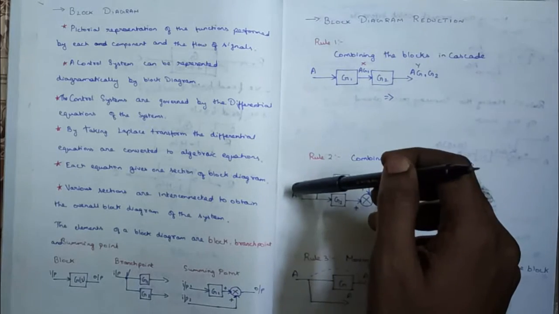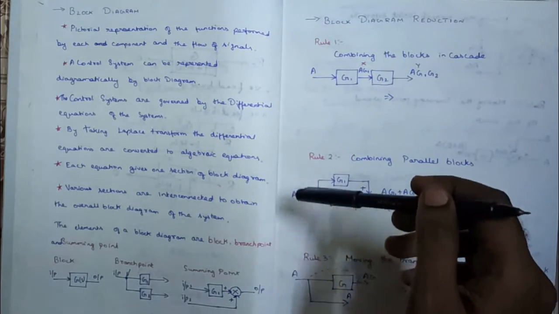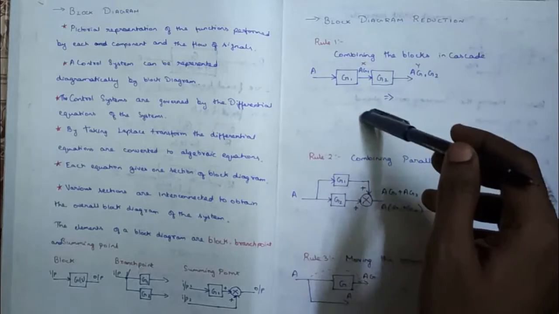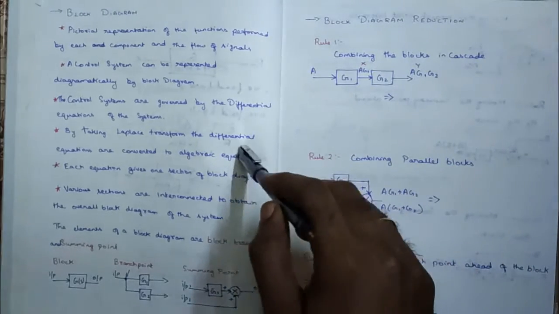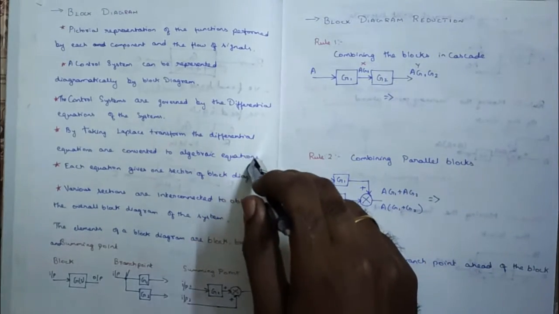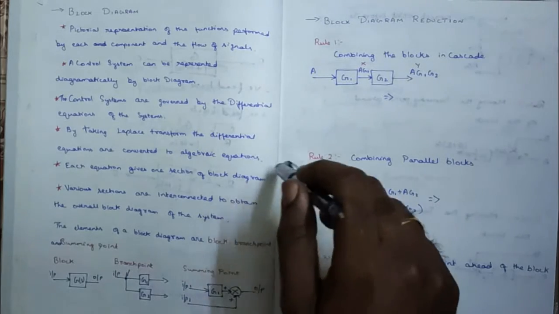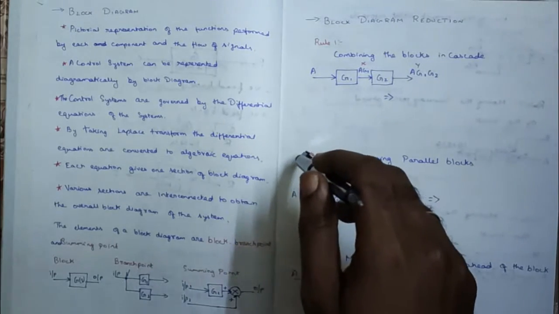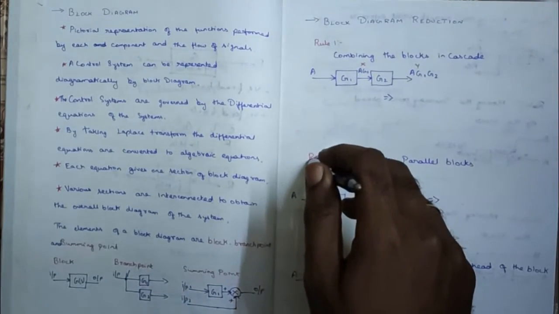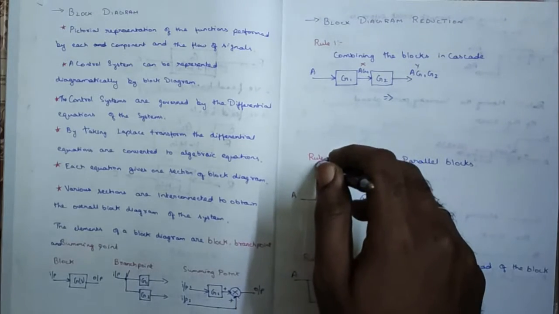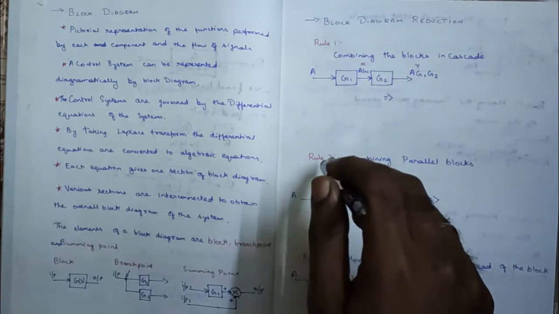Now by using this algebraic equation, we are going to create a block diagram, and by using this block diagram we can easily reduce the size of the control system and find a simplified control system.